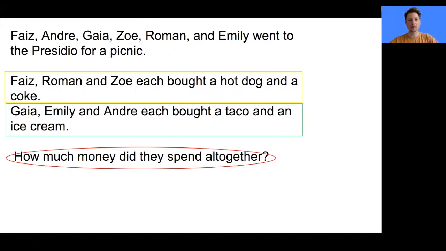So these three people each bought, let's see here, a hot dog. So make sure that you do some notes and underline some stuff when you read word problems.